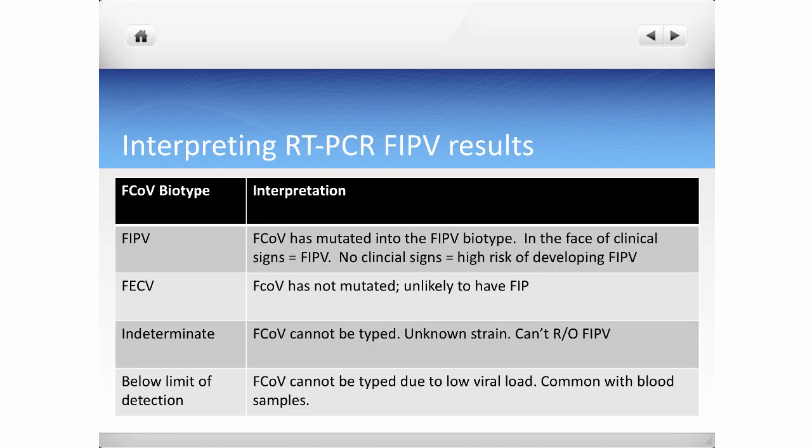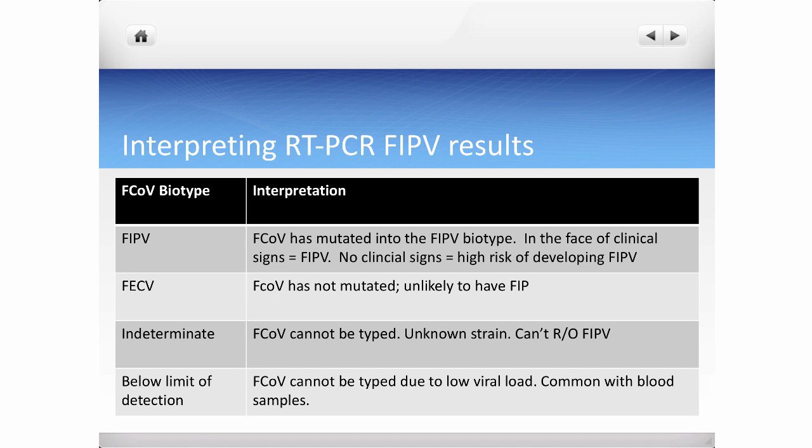If you actually look at the interpretation of these, it'll come back positive for FIP if they identify that coronavirus has mutated and it has that S mutation, and they're running it on the effusions. They can also distinguish it from FECV, meaning that the feline coronavirus is not mutated, and so they're unlikely to have FIP. But it's important to recognize that cats can have both the FECV and the FIPV simultaneously. They can have both of those.